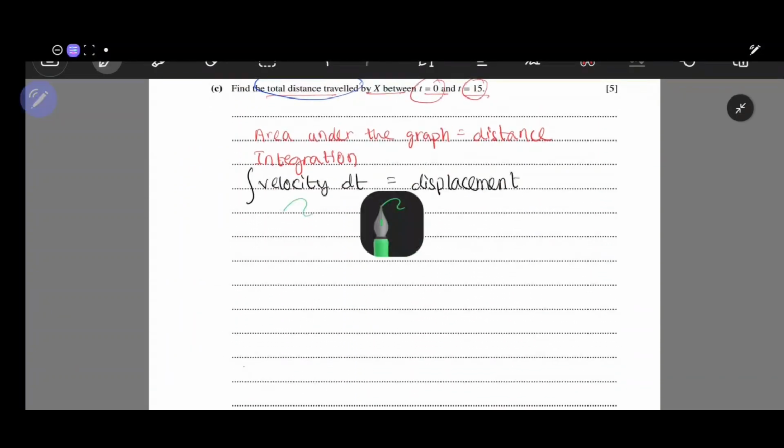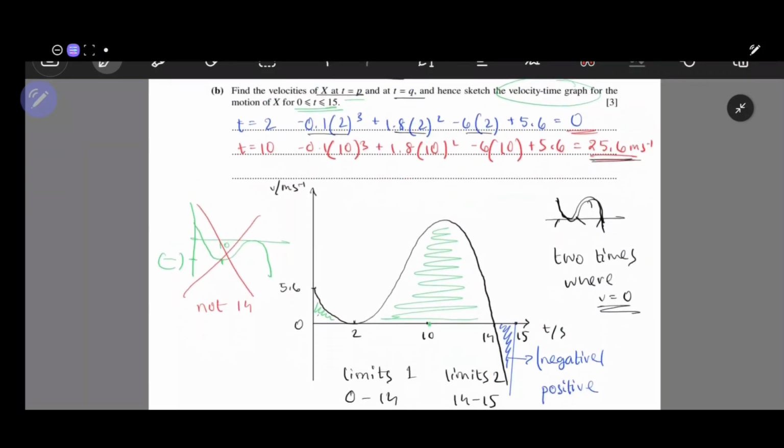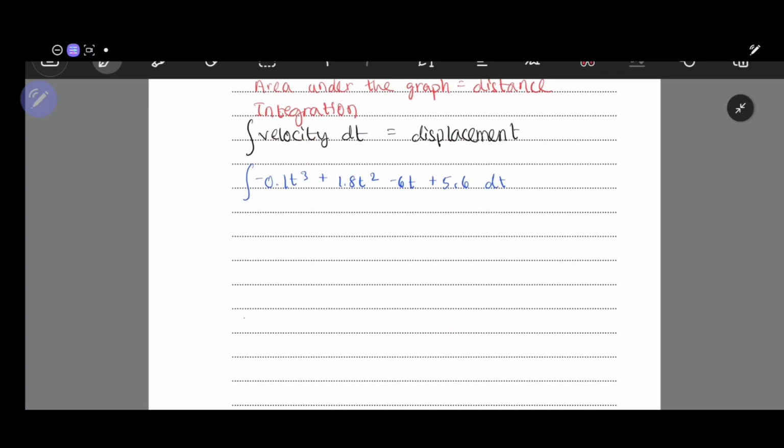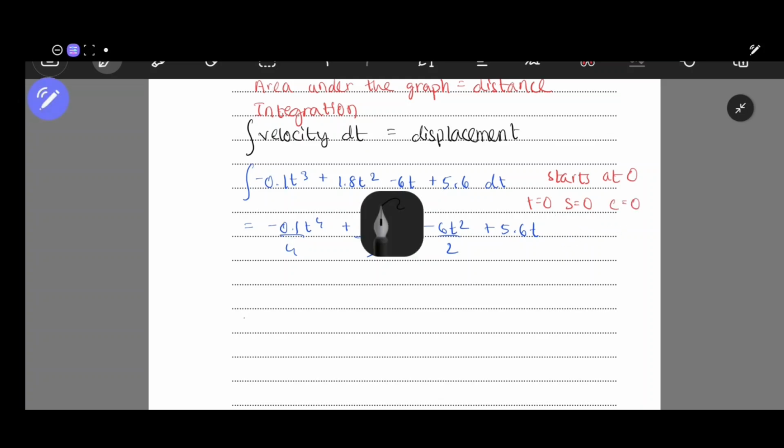So let's first integrate the equation. Minus 0.1 t cube plus 1.8 t square minus 6t plus 5.6. So the integration dt is equal to minus 0.1 t to the power 4 by 4 plus 1.8 t cube by 3 minus 6t square by 2 plus 5.6 t plus c. Now we already know that when t equals 0, s is equal to 0 because it starts at O. So the whole thing would be 0, so c must be 0. So we can just ignore c. So we have the integrated equation.